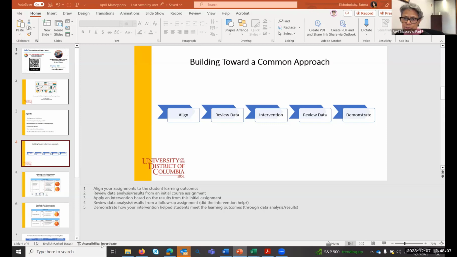Data analysis and results from an initial course assignment. So what does that even mean? And how are you certain that the assignment is valid and really does answer to the expected outcomes written for the course? Once we are clear about those things being accurate and reliable, then we can start thinking about how we apply an intervention based on the result that we get.